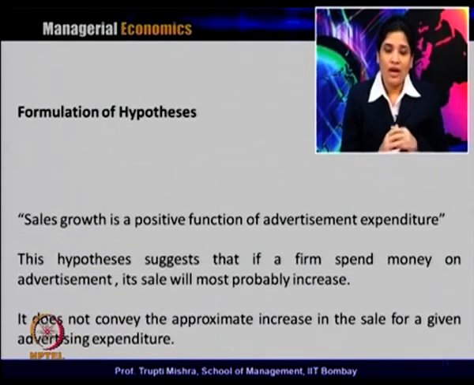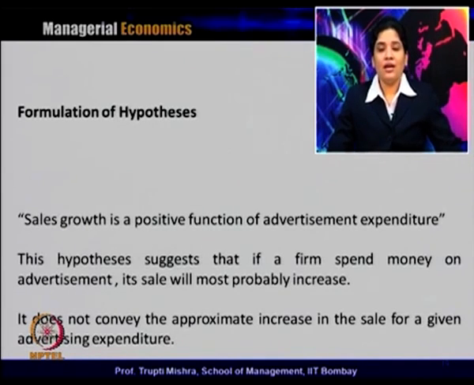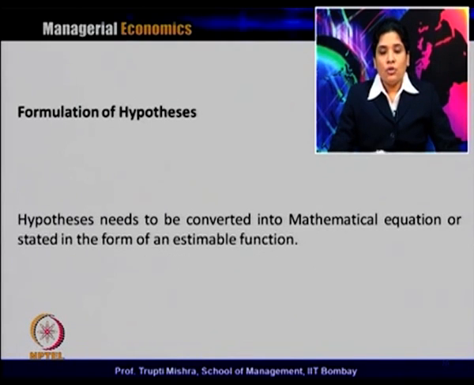Now, on the basis of that, the hypothesis suggests that if a firm spends money on advertisement, its sales will most probably increase. Again, it is a probability, there is no certainty that if the firm is spending money on the advertisement, the sales are bound to increase. There is a probability that the sales will increase. It does not convey the approximate increase in the sales for a given advertisement expenditure. So, the hypothesis needs to be converted into a mathematical equation or stated in the form of an estimable function.